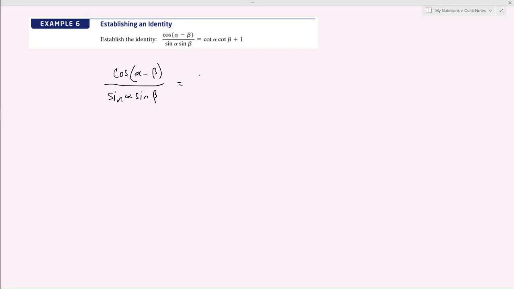And if we remember, that's going to be cosine of alpha times cosine of beta. Now, since it's cosines, it's plus sine alpha sine beta.